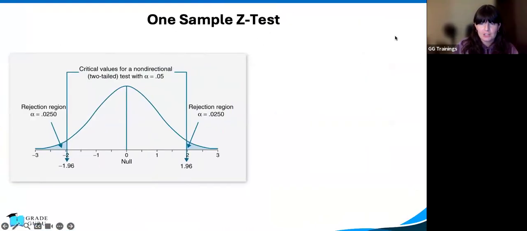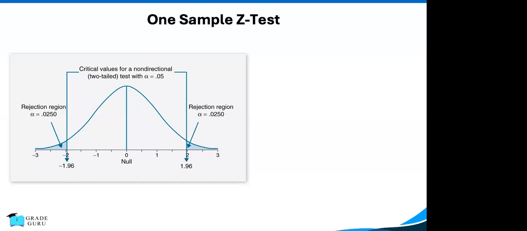If you want to look at it visually, 1.96, and because it's symmetrical, negative 1.96, represent the point where the rejection region begins. Oh, yes, Laura. Sorry, I didn't want to interrupt, but I can also ask when you're done explaining this.